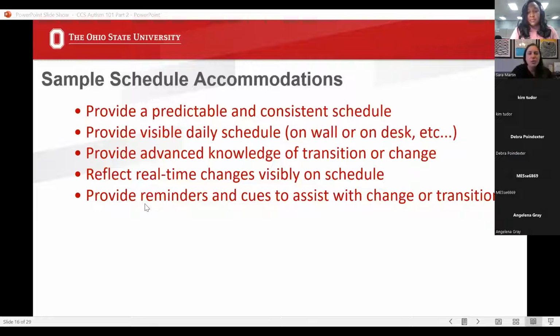And then making sure that you're providing reminders and cues to assist with the change or transition. So not only putting it on their schedule, but reminding them and cueing them to help them move through that change or transition can be very beneficial.